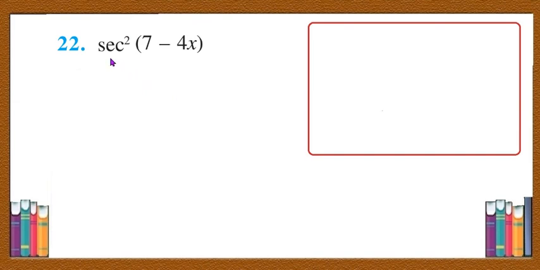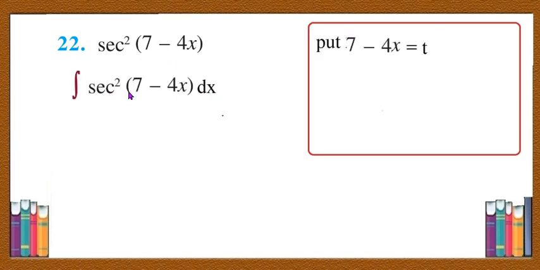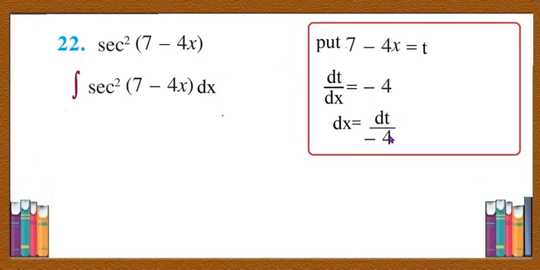Next question is sec square (7 minus 4x). You have to evaluate the integration of sec square (7 minus 4x) dx. Put 7 minus 4x equal to t, and if you differentiate with respect to x, dt by dx is equal to minus 4, that is, dx is equal to minus dt by 4.